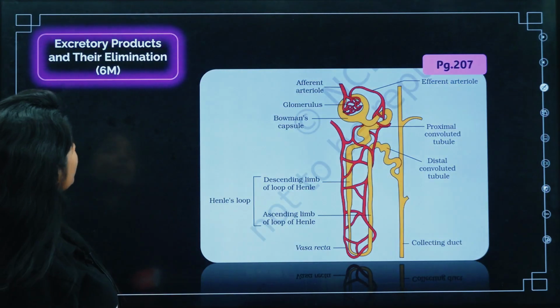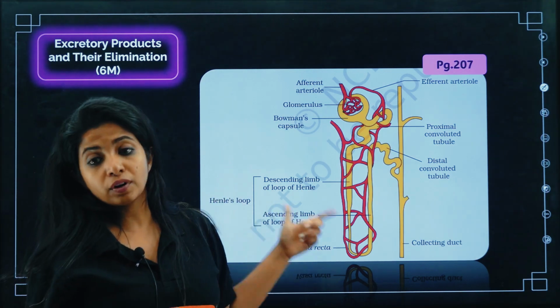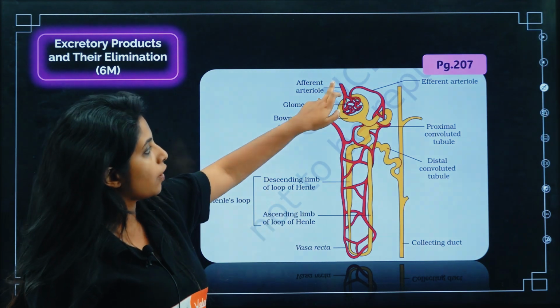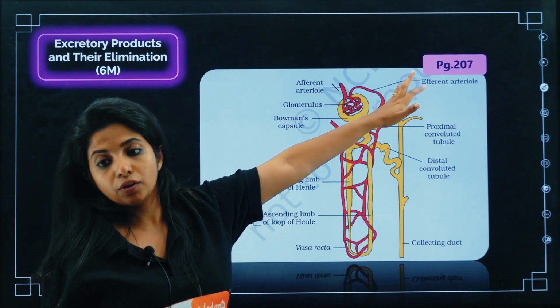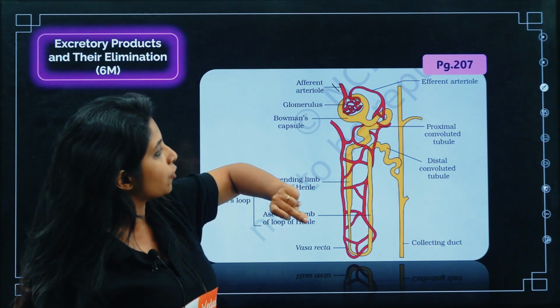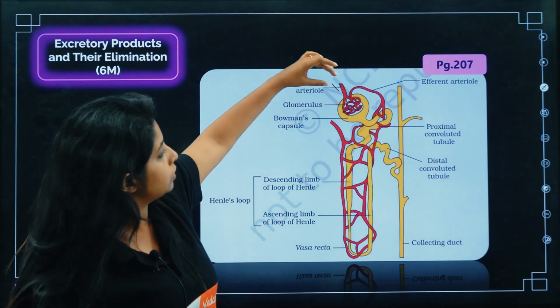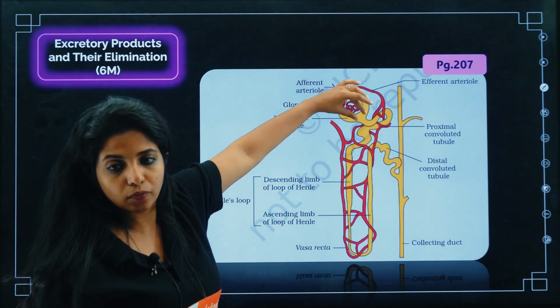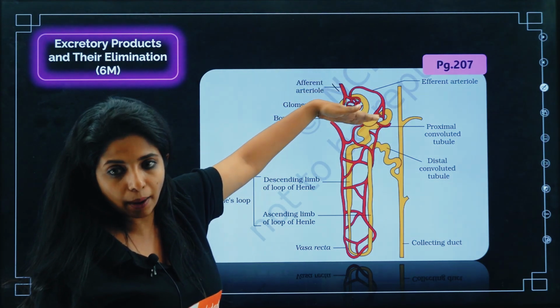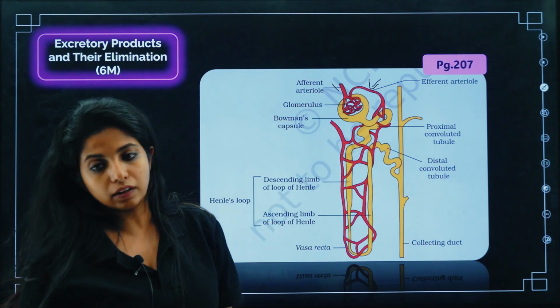Now, excretory products and their elimination, you have page number 207, the structure of a nephron, a very important picture. The afferent arteriole is coming in, and the efferent arteriole will be going outside. This will be broader, and that one will be narrower, because blood comes in at high pressure. This would be taking lots of blood, but over here filtration has to happen. So what happens? The efferent arteriole will be narrowed down.